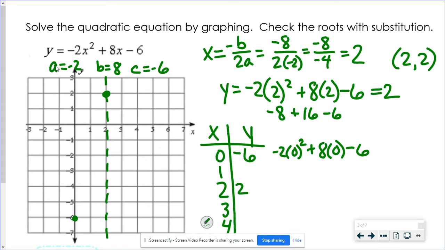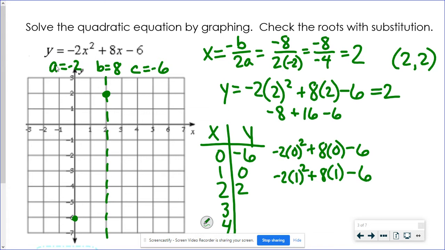When I substitute in the 1, again, in your calculator, you would just change all those zeros into 1s then. So -2 times 1 squared, 1 squared is 1, times -2 is -2. 8 times 1 is 8. So -2 plus 8 is 6. And then 6 minus 6 is 0.